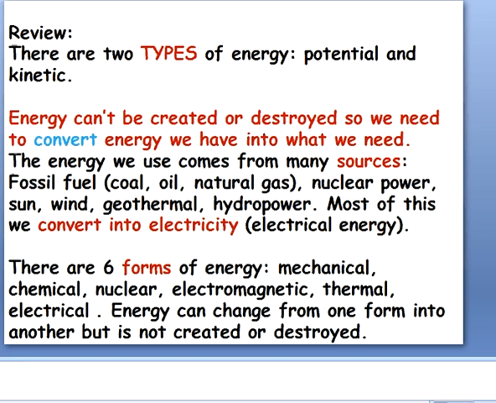So there are, just to review, two types of energy. Remember, potential and kinetic, but then underneath we have those 6 categories that we can put underneath either potential or kinetic, depending on what the process taking place at that moment is. Remember, energy can't be created or destroyed, so all you can do is convert it. You can convert energy we have into what we need. So the energy that we use certainly comes from many sources like fossil fuel, coal, natural gas, nuclear power, sun, wind. And most of this, as we talked about, is converted into electricity, which is electrical energy. So there's our 6 forms of energy. We've gone over those. You may want to review those.